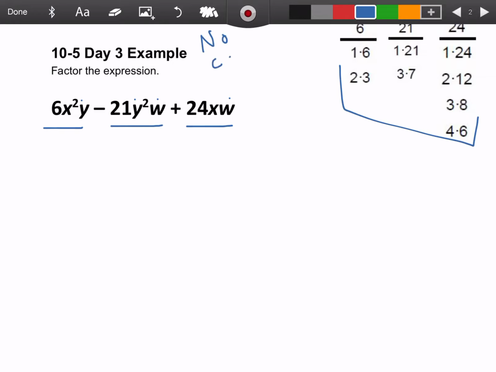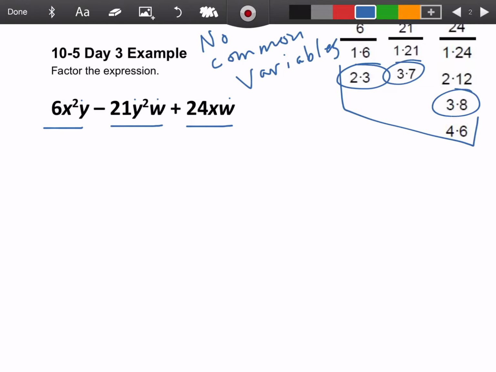So really we have no common variables that go through all 3 terms. So there are no common variables that we can factor out. But we do have common factors of the numbers. So we have a common factor of 3 with 6, 21, and 24. So that's what we're going to do. We're going to split up the numbers, and we'll just leave the variables alone for now.